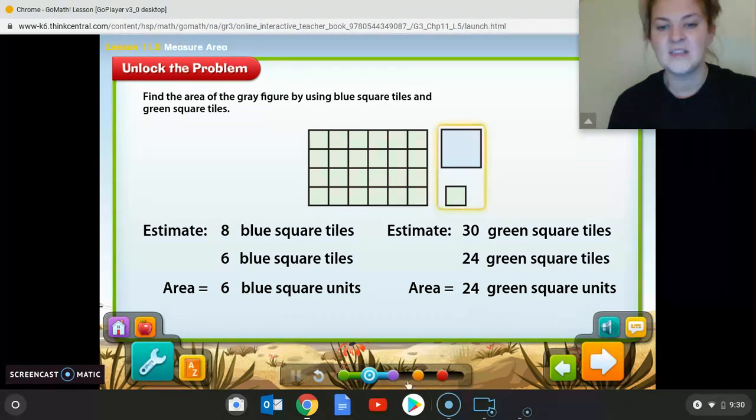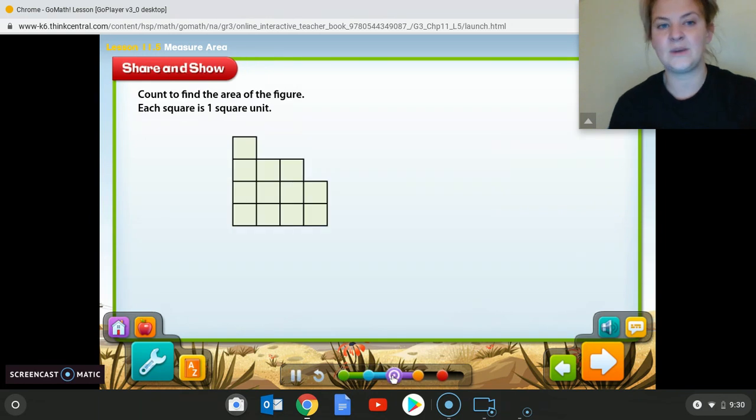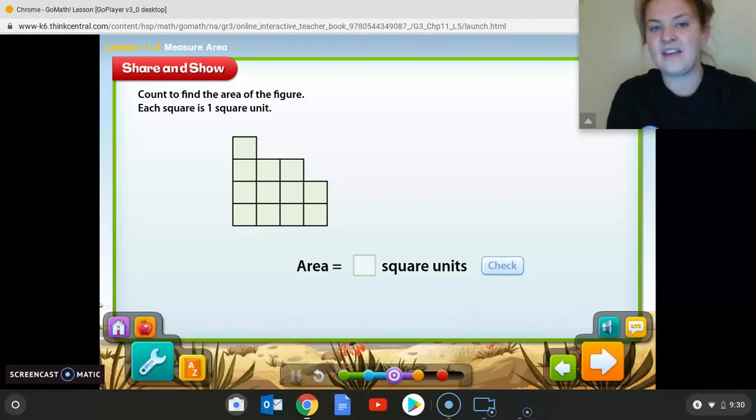All right? So one last question. This one says count to find the area of the figure. Remember, area is the inside. Each square is 1 square unit. So we have this shape. It's not a very pretty shape. It's not a pretty rectangle. But I could probably make it a rectangle if I wanted to. I could take this and I could sneak it right here, which means I'd have 3 rows of 4.